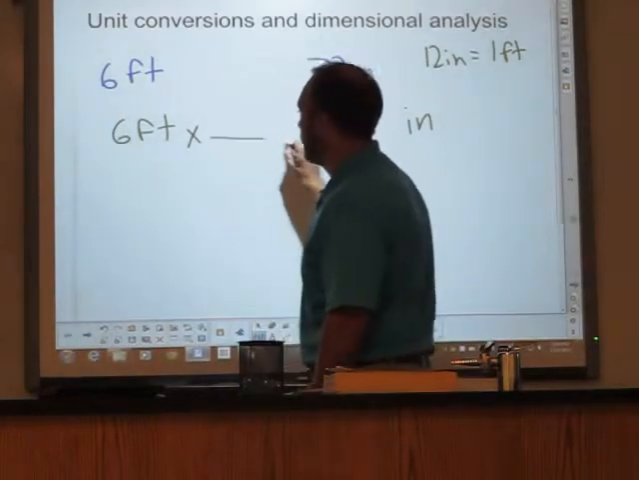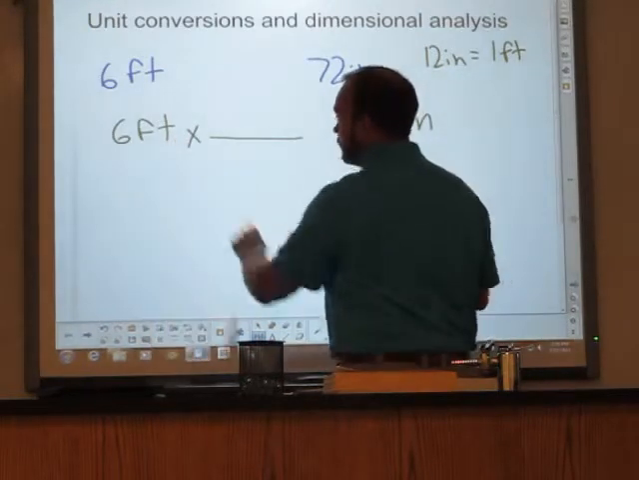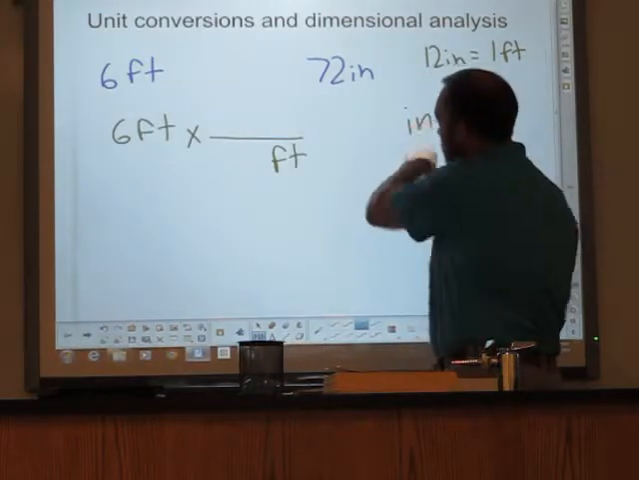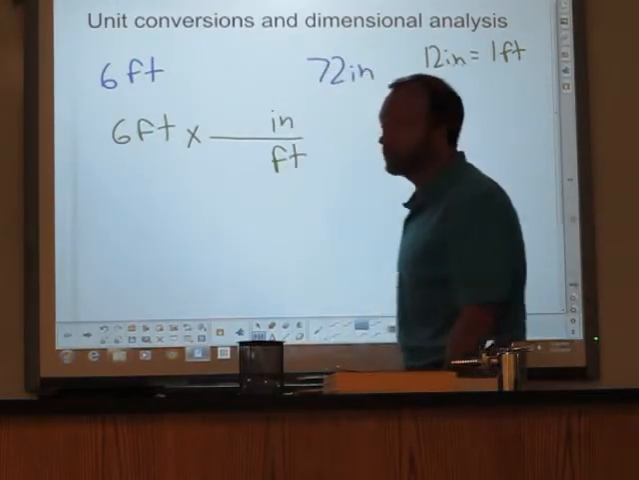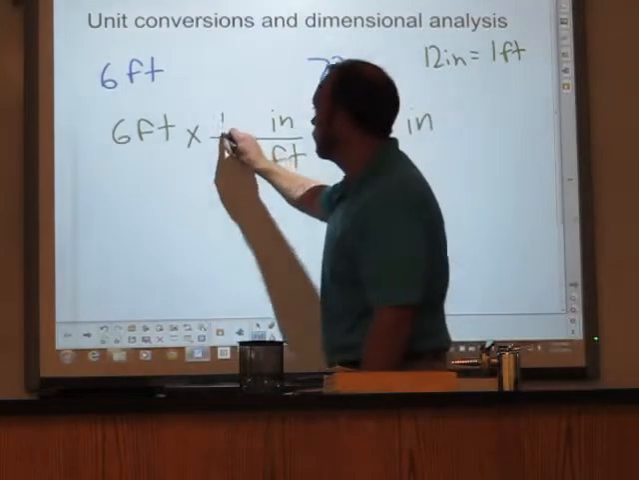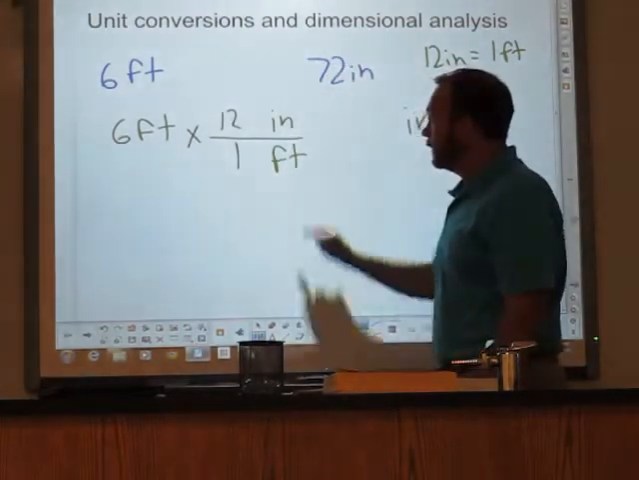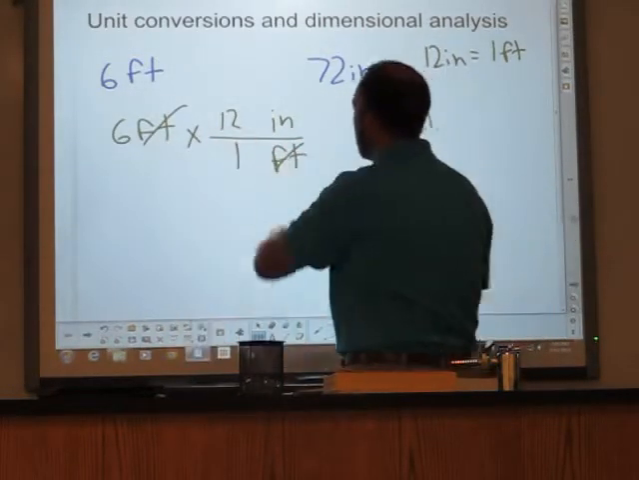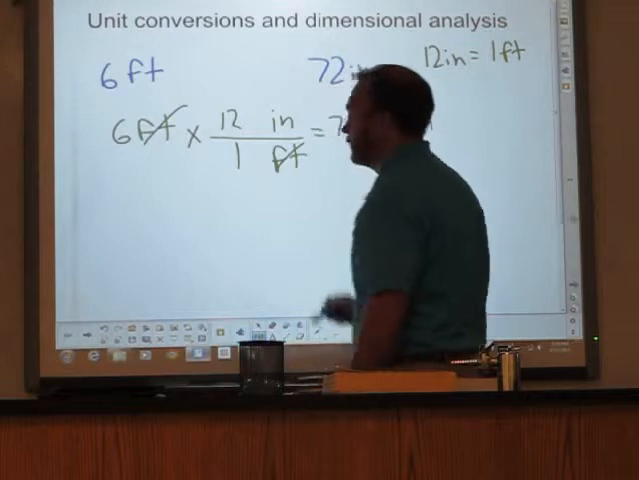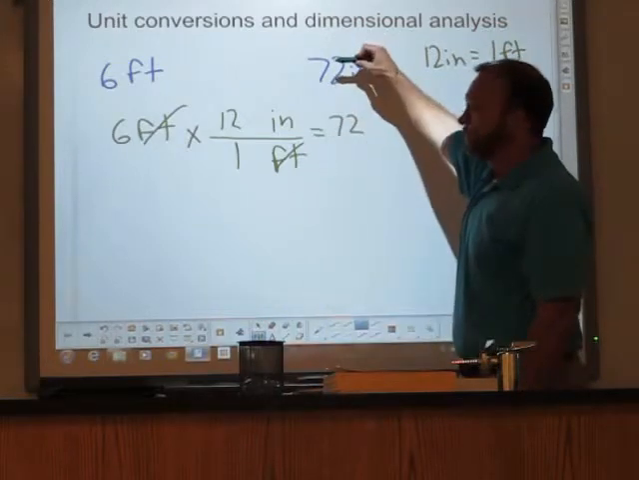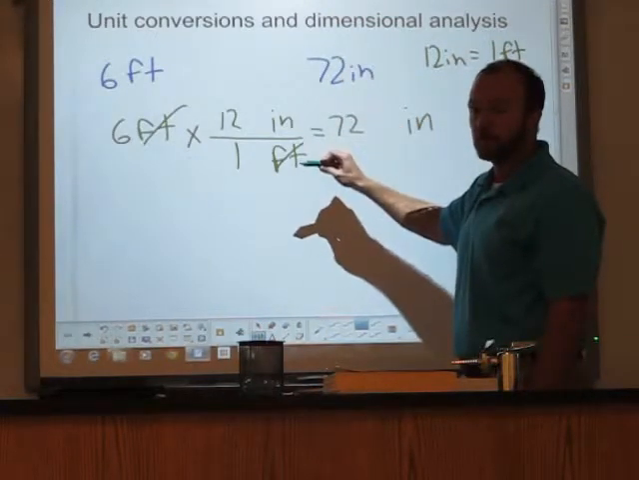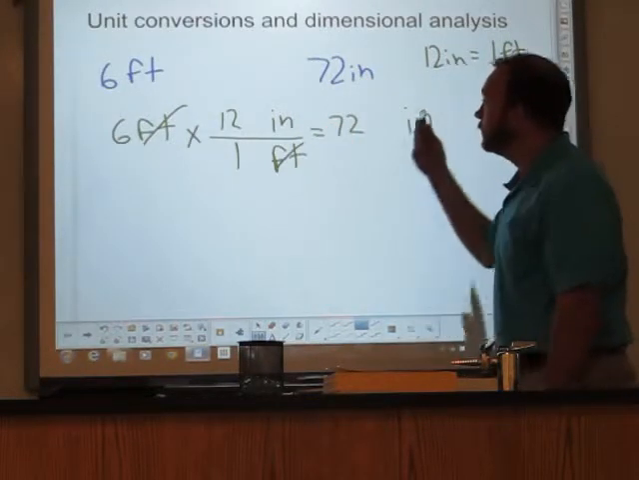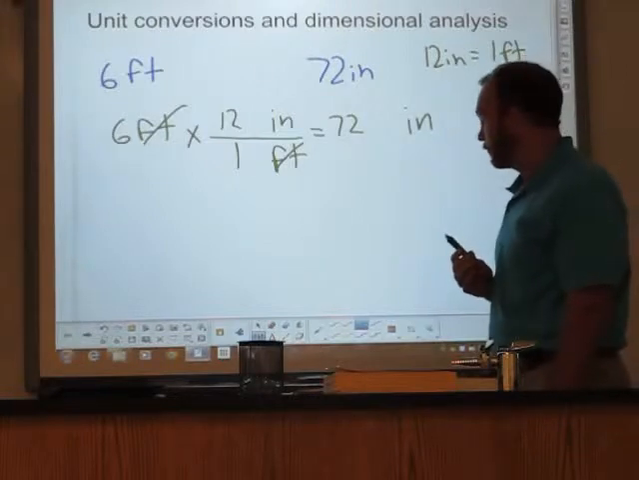So here I'm going to make a fraction. The unit that I want to get rid of is feet, so I'm going to put that on the bottom. The unit I want to switch it to is inches. Since I know how many inches are in a foot, I'm going to put that on the top. And I know there are 12 inches in 1 foot. I can see that my units cancel, so I'm left with what I want, inches. 6 times 12 is 72 inches. This gets no credit. This gets full credit. Understand?